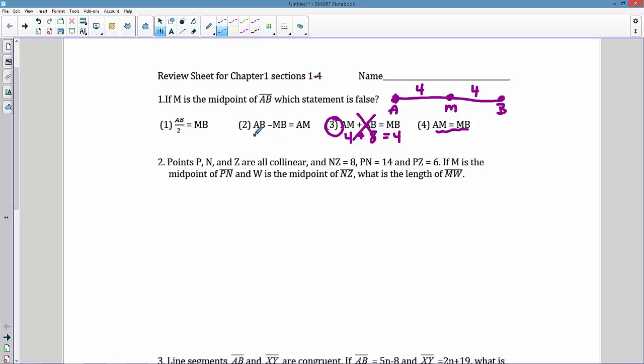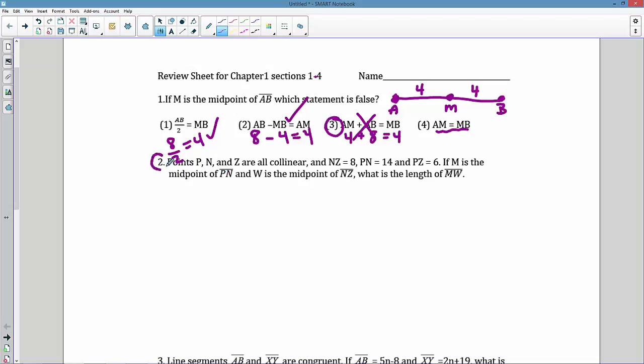Here, just in case we try this one first, it's 8 minus 4 equals 4. That's correct. That checks out. And 8 divided by 2 equals 4. That checks out. Okay, so the answer is 3.